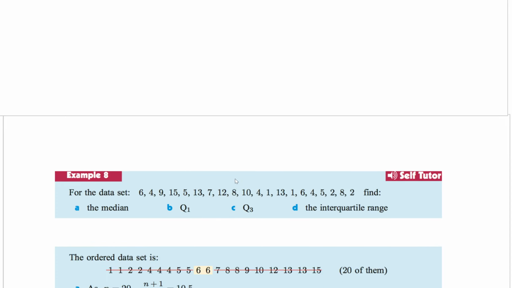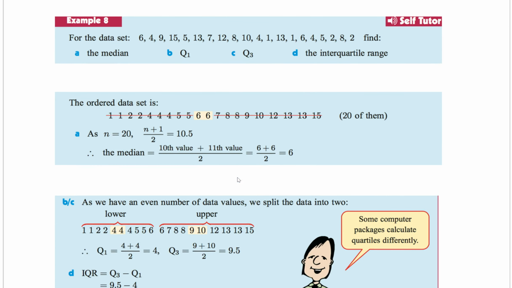This is a short lesson, and this is what happens if there's an even number set, where the median is not just one number. It's in between two numbers. So here's a good example. Here's a long list of numbers I'm not going to bore you with. So here's the answer.